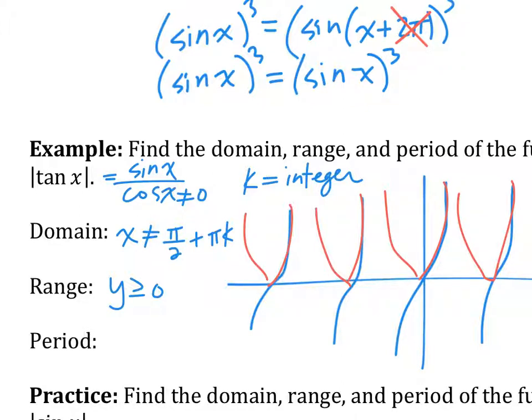What is the period on this? How often does this shape repeat? Pi. Because it's still the same period as tangent x. Still the same shape. It's just going to look like a V instead of an S, I guess.